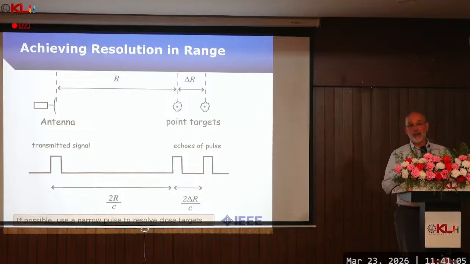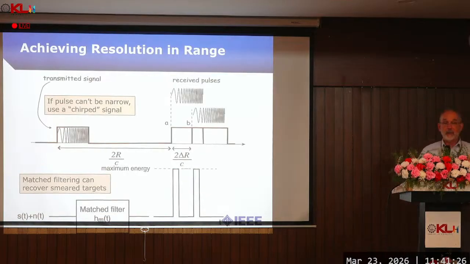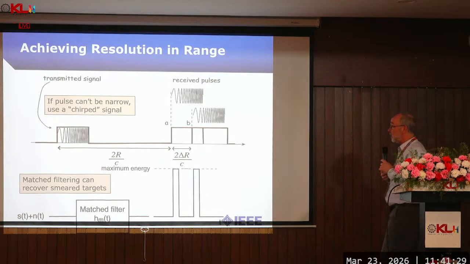Typically, though, we cannot transmit from space a very narrow pulse that would allow us to make these kinds of distinctions and be able to build the radar effectively. The power levels would be too high to be able to transmit a very narrow pulse. So we need to do something else to try to build up range resolution. And we do that by doing pulse compression.